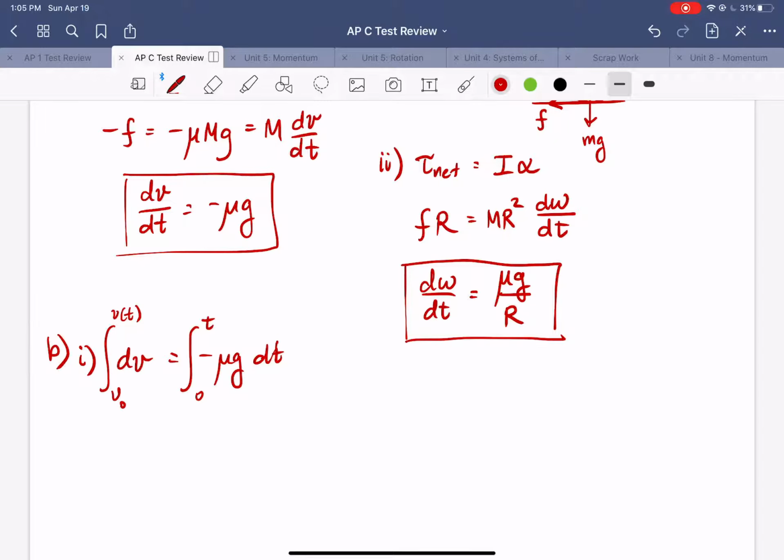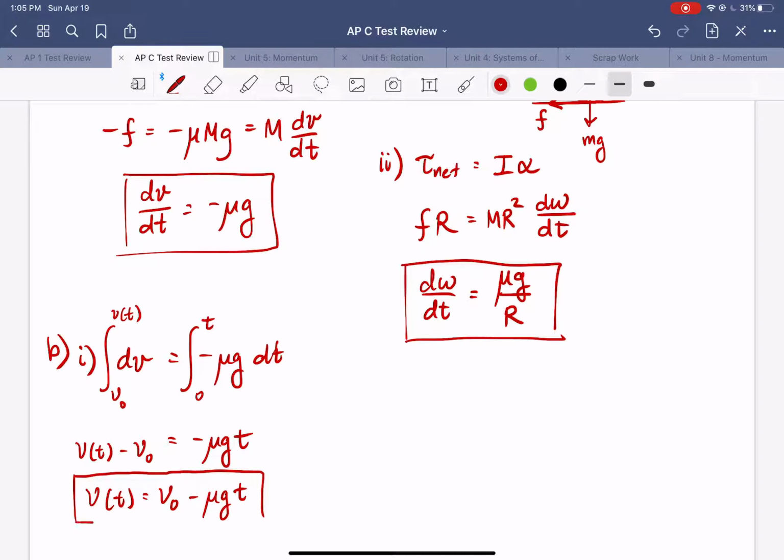Okay, so now when I do this integral, on the left I get v of t minus v0. On the right, mu and g are just constants, so I can pull those out in front, and then the integral of dt is just t. So this is my equation, v of t is just equal to the initial velocity minus mu g t. So the velocity is going to go down linearly with time.